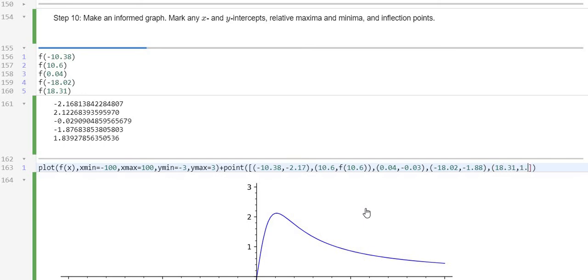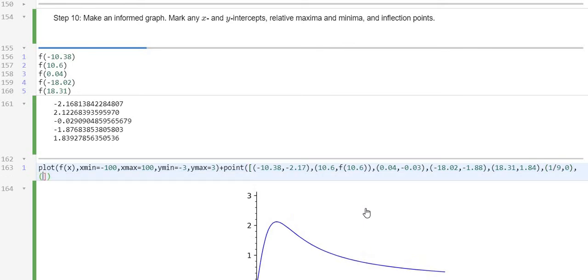So get in all these important points. I got my mins and maxes and inflection points. You should also add in the x and y intercepts. So the x-intercept was 1/9, and the y value is 0. And then when x is 0, the y value was -1/22.